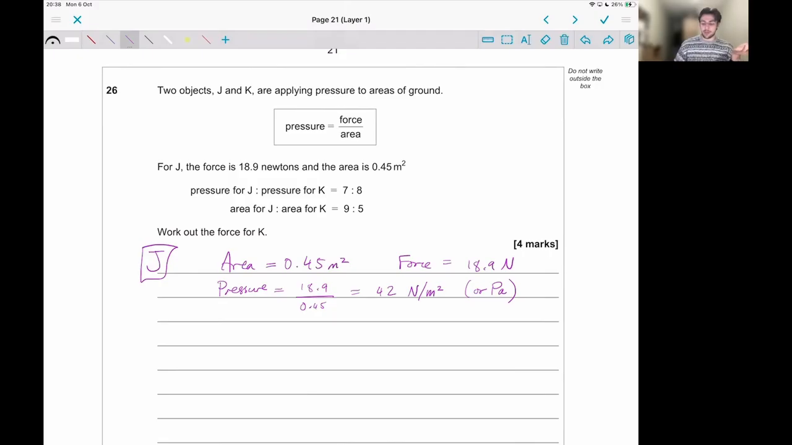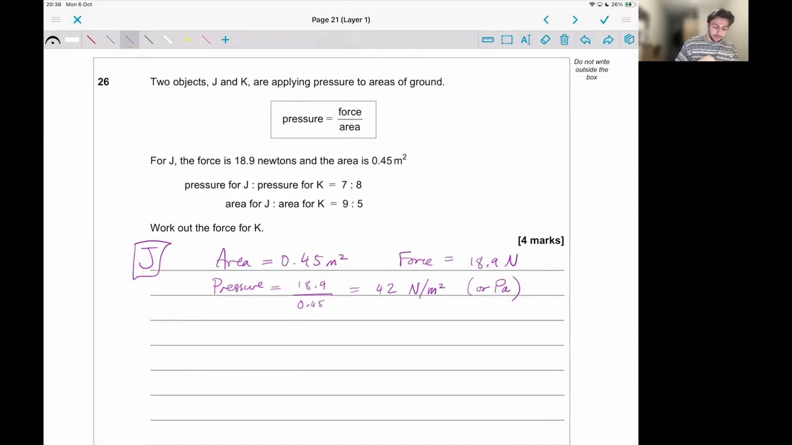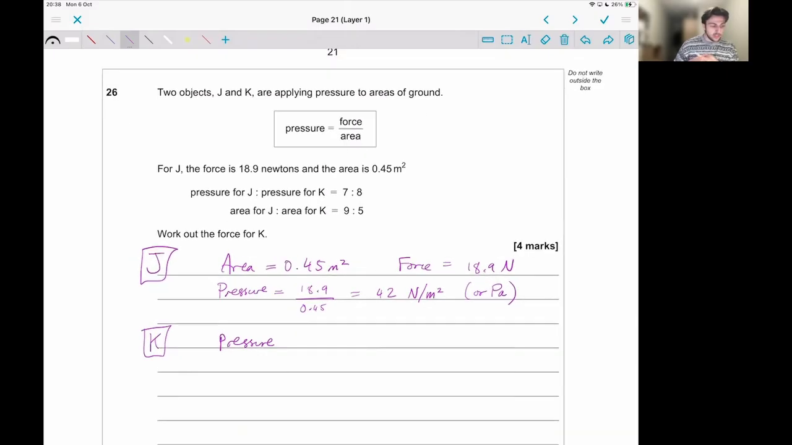Or newtons per meter squared, because you took the newtons and you divided by the meter squared, so that's the unit that you get. Now, we've done J. We figured out what the pressure is for J. What about K? So the pressure of K, we're told, is in a ratio with the pressure for J of 7 to 8. So the pressure for K is 8/7 times the pressure for J, which was 42.